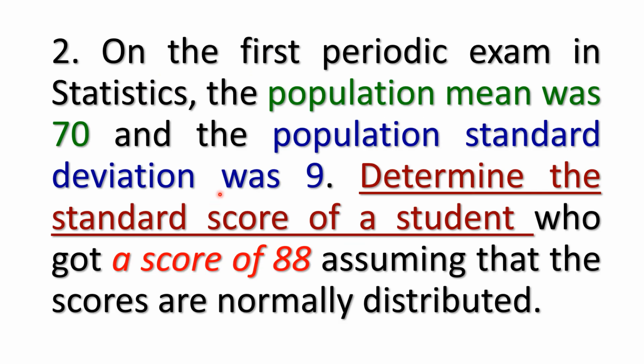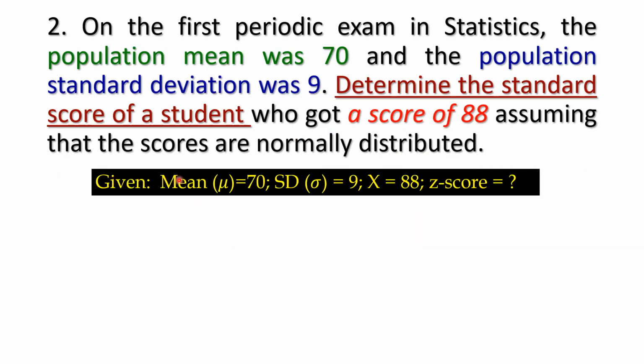Next. Second example: on the first periodic exam in statistics, the population mean was 70 and the population standard deviation was 9. Determine the standard score of a student who got a score of 88, assuming that the scores are normally distributed again. So first step is to identify the given. Since we have here the keyword population, then our given are population mean, which is 70, population standard deviation 9, the raw score 88, and the z-score is missing.